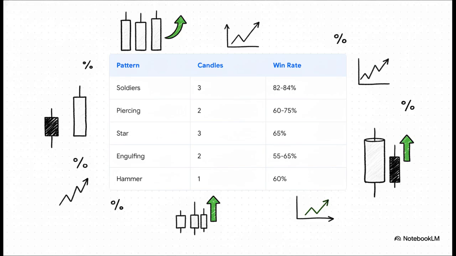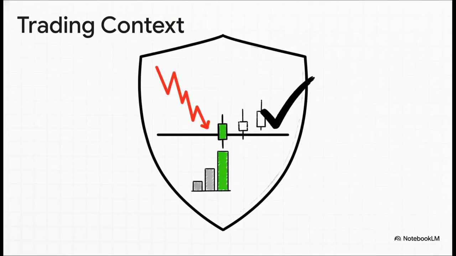The 3 white soldiers sits at the top with an incredible 82 to 84% win rate, scaling down to the single candle hammer hovering at a respectable 60%. But notice that absolutely none of these are 100%. They are probabilities, plain and simple. And to keep those probabilities actually in your favor, you need context. Context is literally the armor that protects these candlestick patterns from failing.